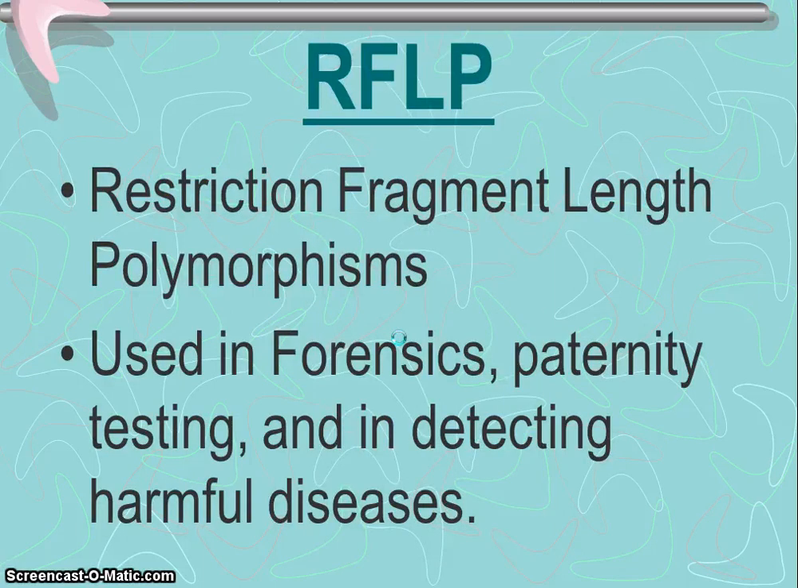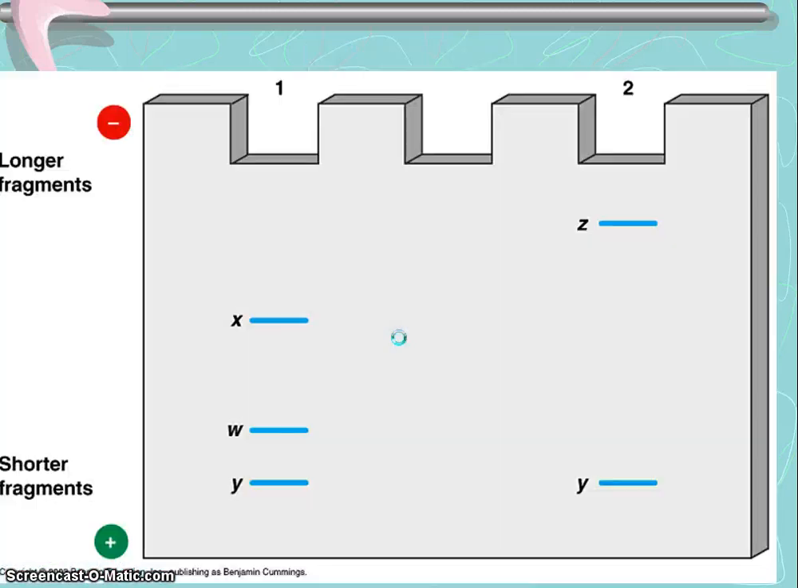So what we're doing is what's called restriction fragment length polymorphisms. We're pretty much breaking down DNA into fragments and sorting them according to size. We can use this in forensics, paternity testing, where we don't know who the father is, and detecting harmful diseases. The applications are amazing. And again, the fragments sort according to size, and the bigger fragments are on top and the smaller fragments are on the bottom.